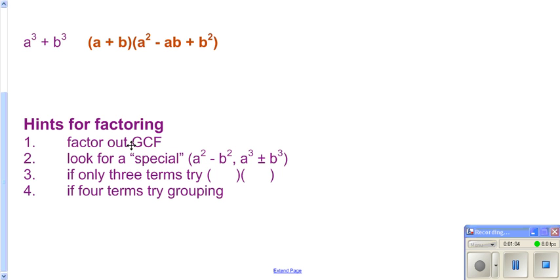The first thing you want to do is to factor out your GCF, your greatest common factor. The second thing you would want to do is to look for specials. Specials are the differences of squares, sum of cubes, and differences of cubes that we just talked about up here. We also then have our third idea that we want to look for, and that's if we just have three terms, we want to just put it into two parentheses side by side, in which we are basically trying to do the reverse process of FOILing. Then the last one is, if we have four terms, we want to factor by grouping.